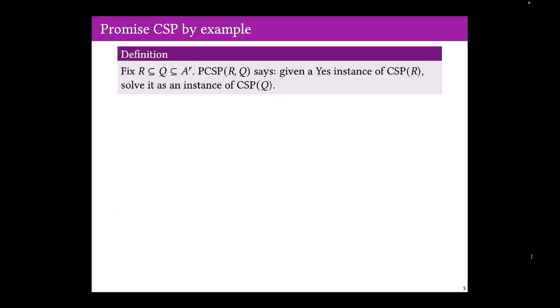In order to discuss qualitative approximations of CSPs, I also need to introduce the so-called promise CSP. The general pattern in this problem is fix R and Q, two relations, with R being a subset of Q. Then PCSP of R, Q says, given a yes instance of CSP of R, solve it as an instance of CSP of Q. Since R is a subset of Q, this amounts to relaxing the output requirement of CSP of R to CSP of Q.